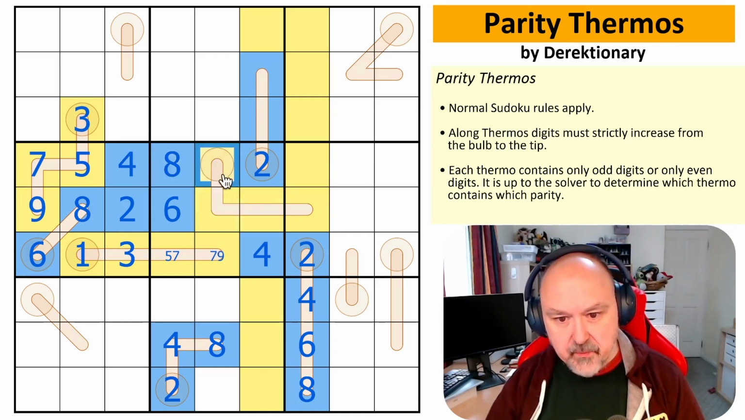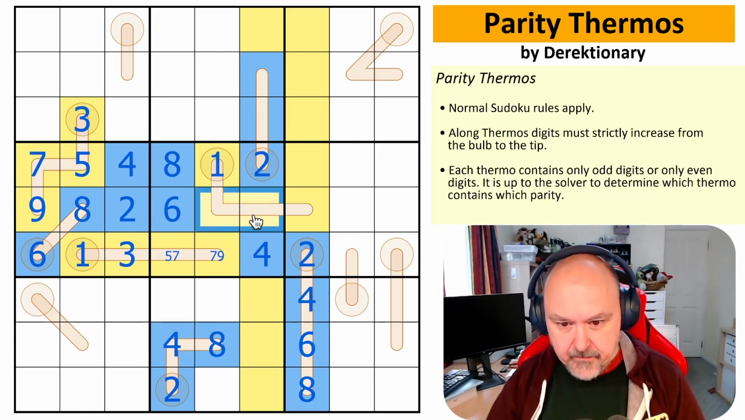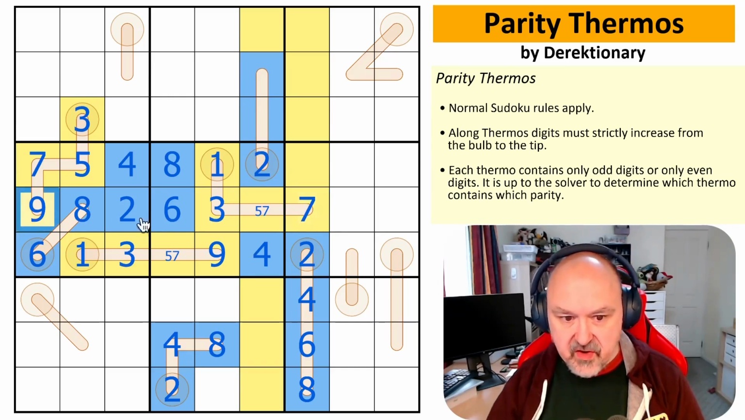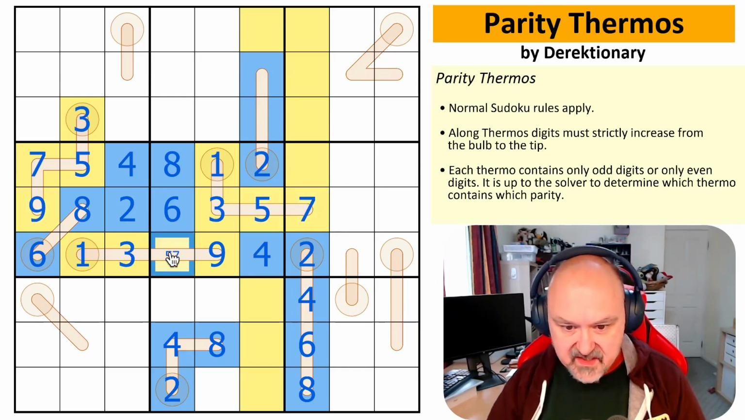1 and 3 have to go in here, but the only place I can put 1 in this box now is right there. Can't put 3 there. This is 3, and this is 5 or 7, which means this is the 9. And this is 7 or 9. Except it's 7 because of the 9 right there. Okay, this is flowing very quickly.